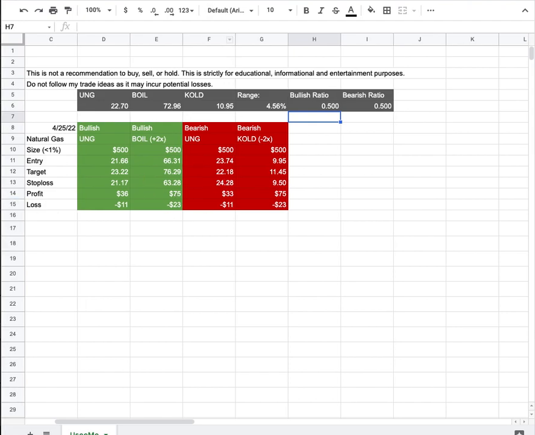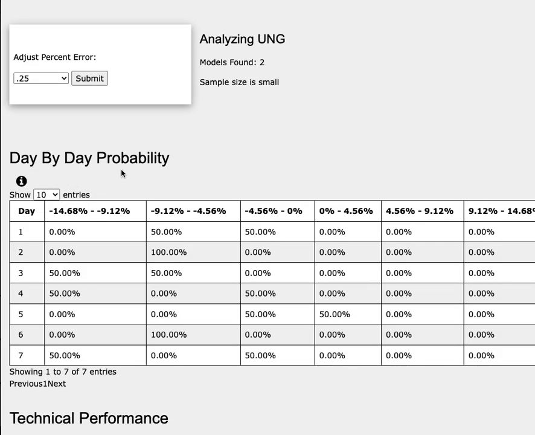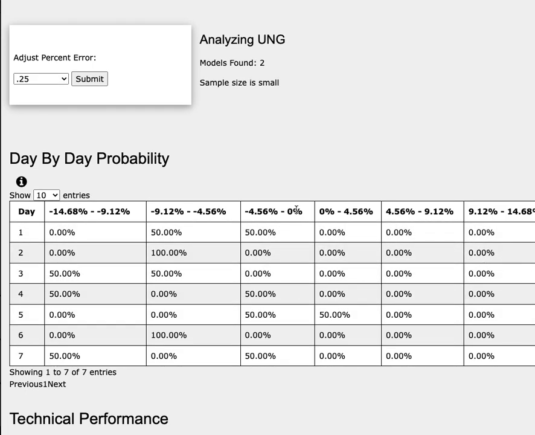So how did I develop these trade ideas? It all comes from the day-by-day probability model. As we progress to the 5th day or week of trading, natural gas has a 50% chance to climb between 0 to 5%, and to the downside it has a 50% chance to fall between 0 to negative 5%.